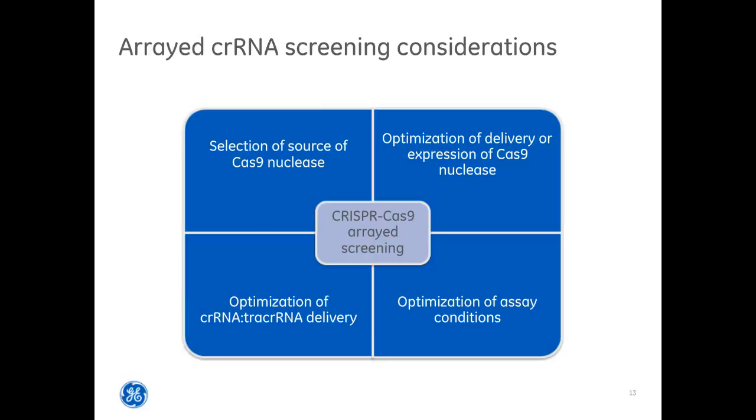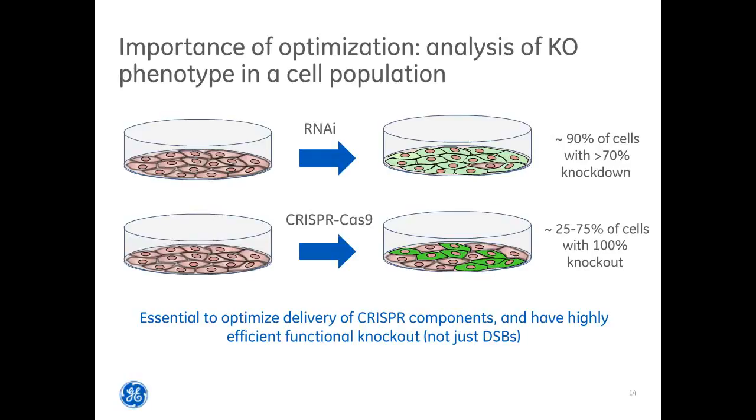You'll probably have noticed that the word optimize appears quite often in this list of considerations. And this really should come as no surprise. For anyone who's done siRNA screens, you'll know that nearly every cell in the well can be transfected and will achieve 70 to 90% target knockdown. So this is really good penetrance, and it makes it relatively straightforward to call something a hit.